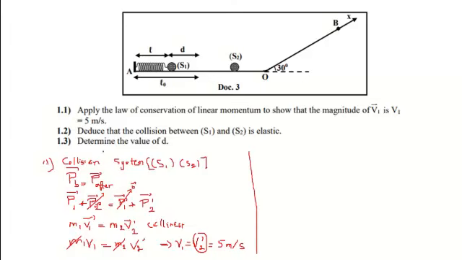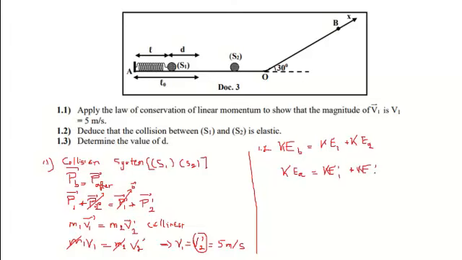Now we continue. Part 2: deduce that the collision between S1 and S2 is elastic. In order to verify that it's elastic, I must find KE before the collision and KE after the collision, and they must be equal. So KE before the collision is KE1 plus KE2, you have both S1 and S2. And after the collision, it's KE prime 1 plus KE prime 2. And now we substitute.